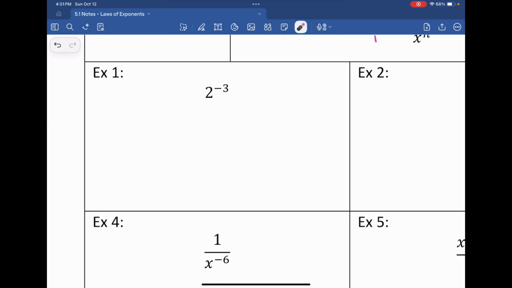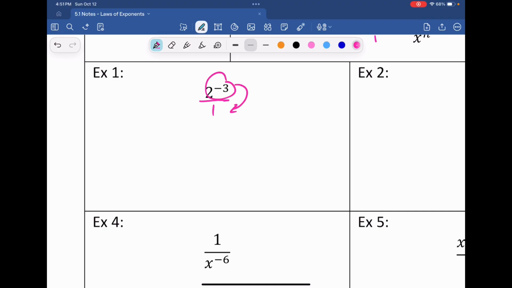2 to the negative 3. Remember, this is over 1. Okay, I don't have any other exponent rules to deal with on here, so this is going to go to the bottom. So 1 goes in its place, and the exponent becomes positive. Now, I would simplify that. 2 cubed is 8.